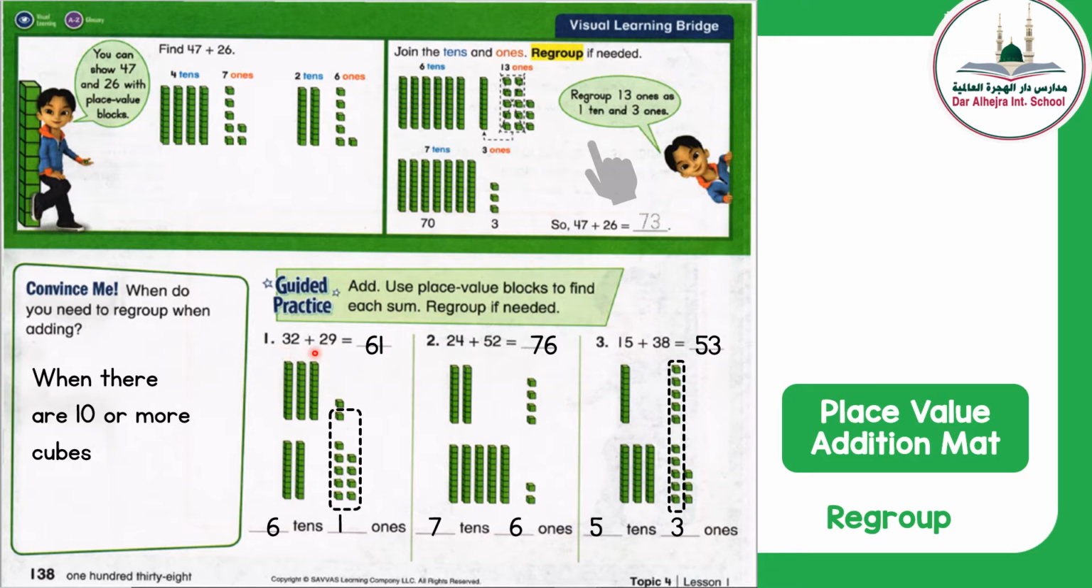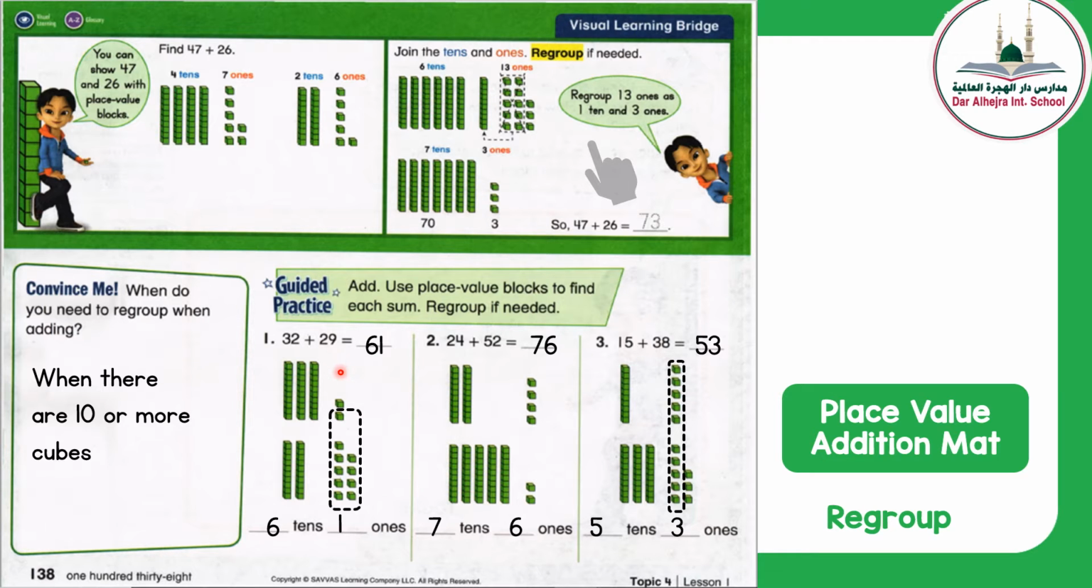Let's consider this example, 32 plus 29. We have got 30 here and 20 here, because here in the tens place we see 3, and in the tens place here we see 2. Now for 32 we have 2 single cubes and here 9 single cubes. Now when we add them together we see that 9 plus 2 equals 11. That means we end up having single cubes 10 or more than 10.